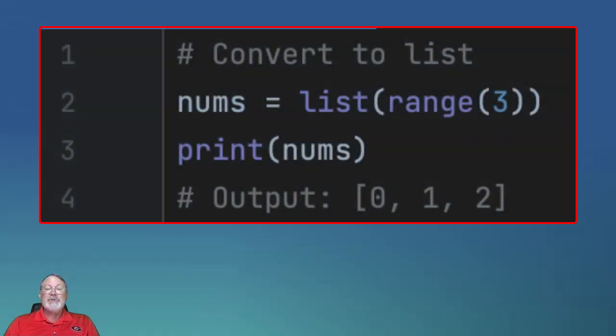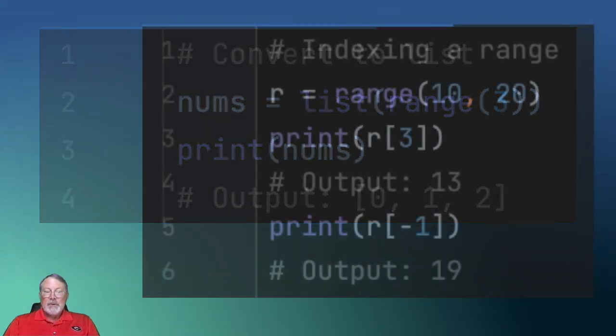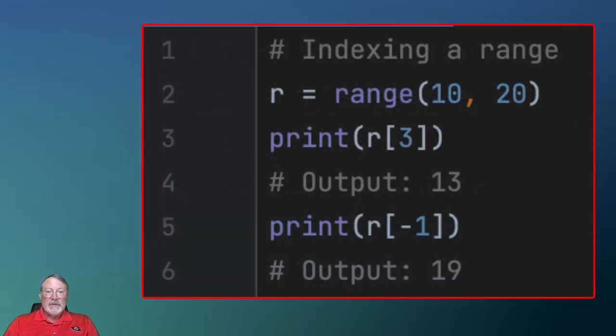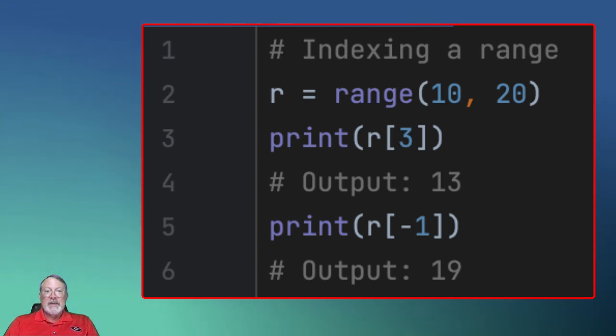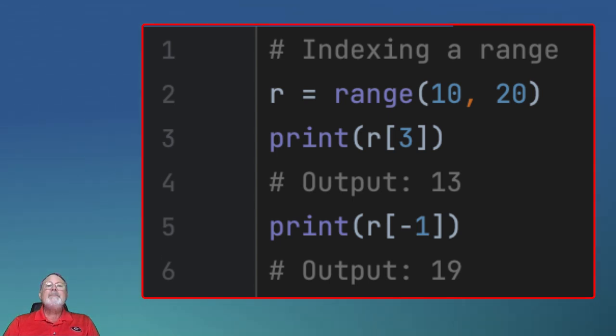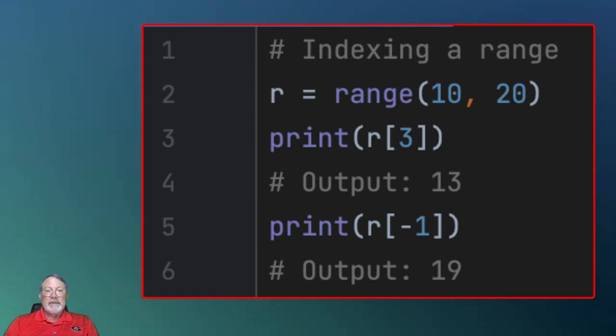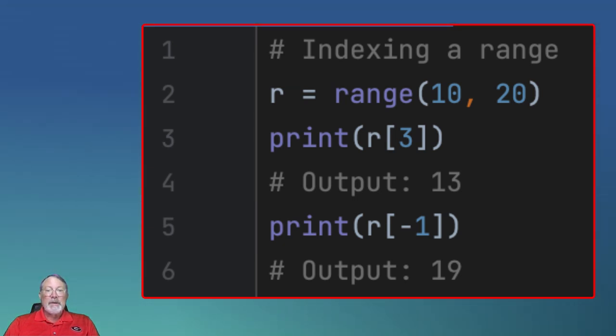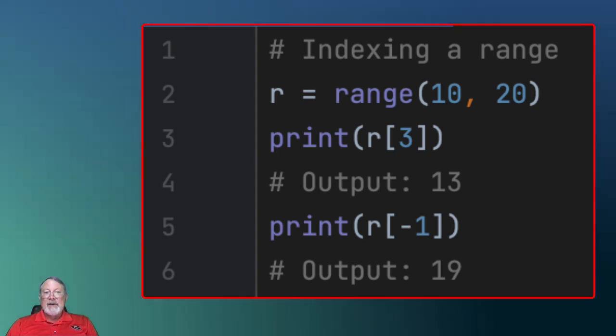Ranges can be converted to a list. Here we have a range of 3, which converts to a list with the numbers 0, 1, and 2. Notice ranges have indexes, just like an array, a list, or a tuple. Here we create the range 10 through 20, and then we return the value at index 3, which is 13, and we can use negative numbers to start at the end. So a range index of -1 gives us a 19. Notice how range can act like a list, but without actually creating one unless you explicitly convert it.